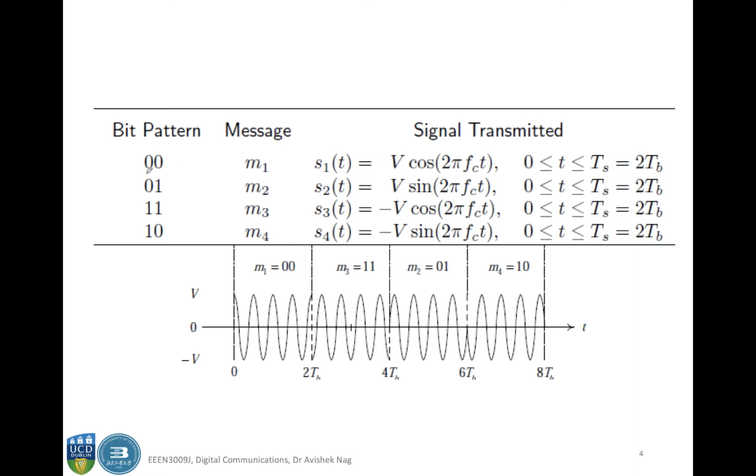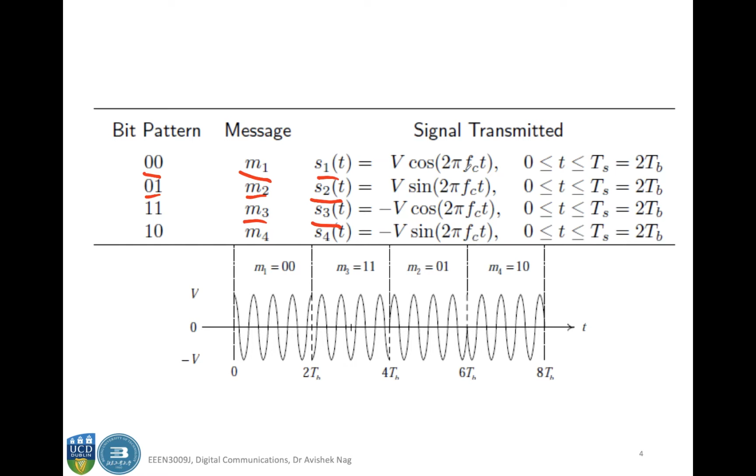So if you have a bit pattern 0 0, you imagine that as message 1, and for message 1 you send signal 1, which is v cos 2 pi fct. For 0 1 you send message 2, and for message 2 you send your signal 2, which is v sine 2 pi fct. And for 1 1 you are sending message 3, which is essentially your signal S3, and this is minus v cos 2 pi fct. And then for S4 you are sending minus v sine 2 pi fct.